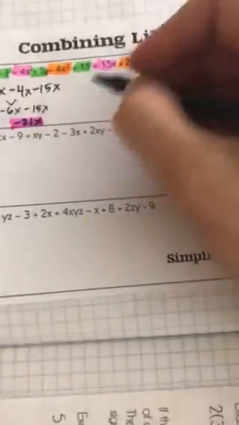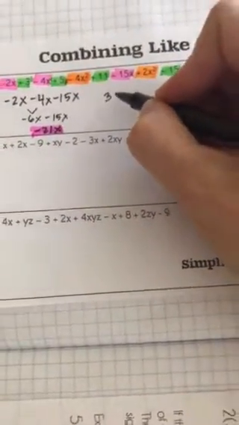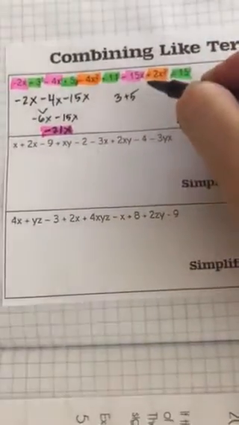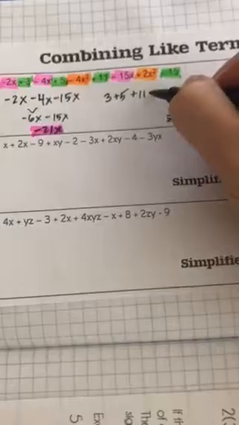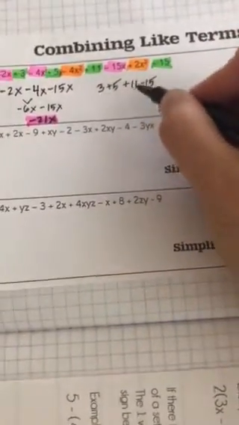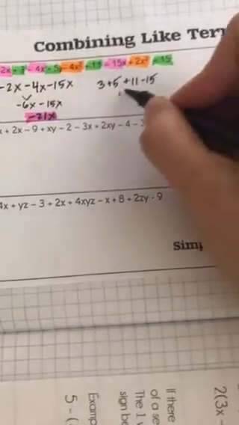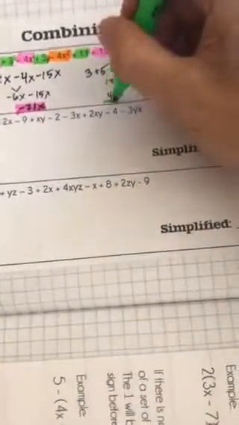Now I move into my constants. So I'm looking for all the greens. All the greens are going to be a positive 3, plus 5, plus 11, and then finally minus 15. So when I combine these together, I get 8, 19, 19 minus 15 ends up being a 4. Okay, so my greens all combine to make a 4.